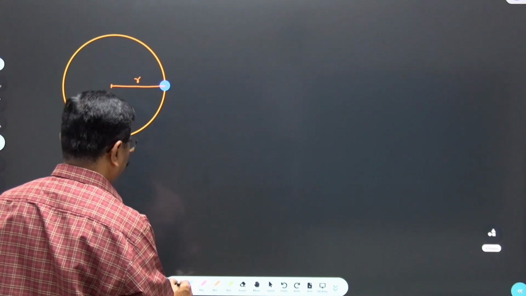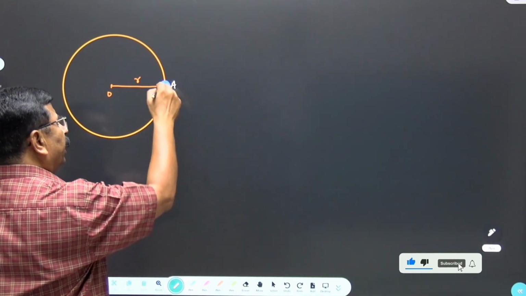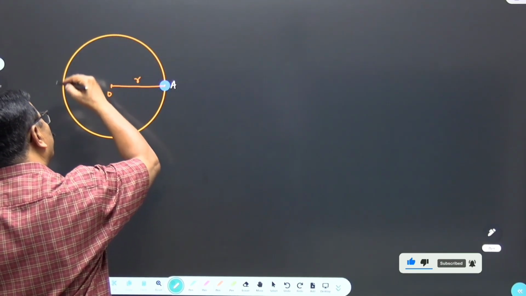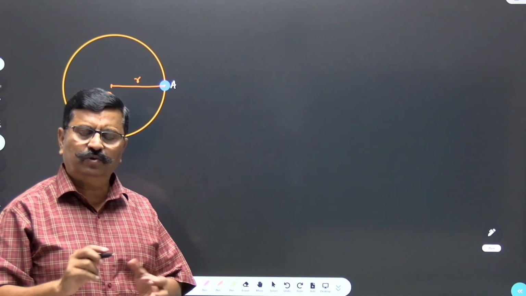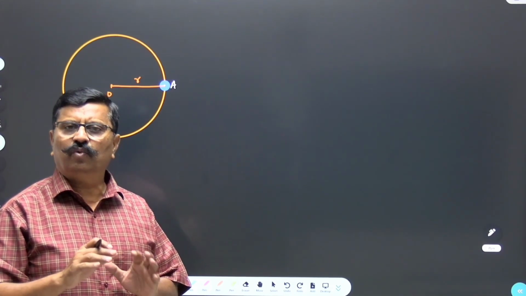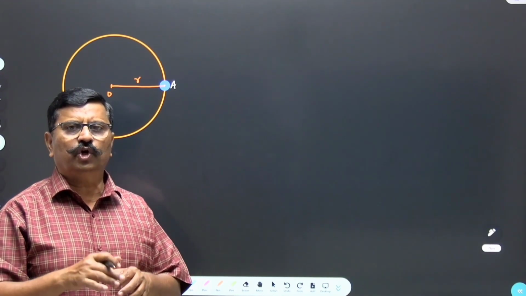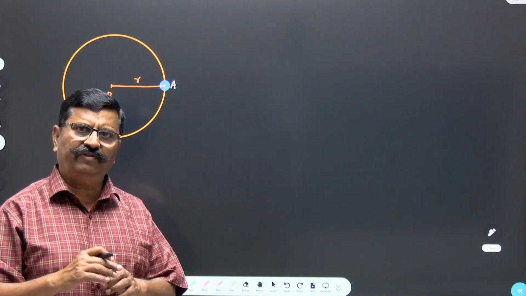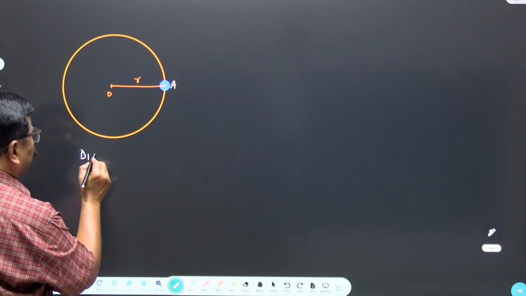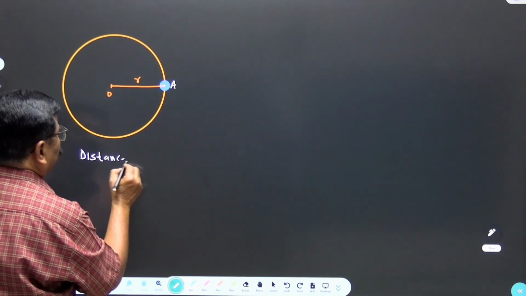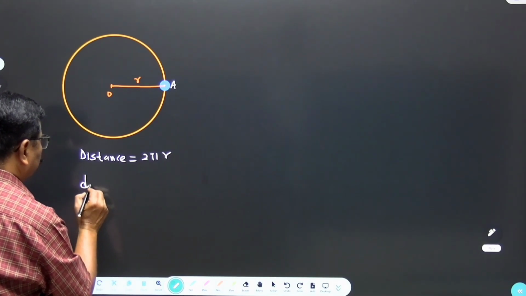Now for this body, the initial position was A, and the body has come back to A after moving along the circumference of the circle. So the initial position and the final position are the same. Therefore, what is the shortest distance between the initial position and the final position? 0.